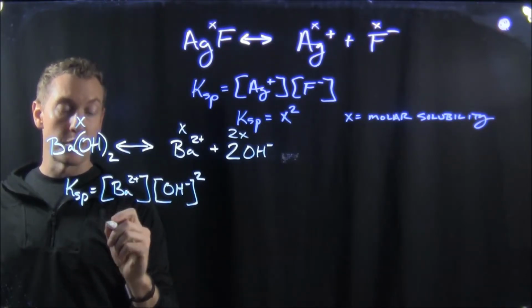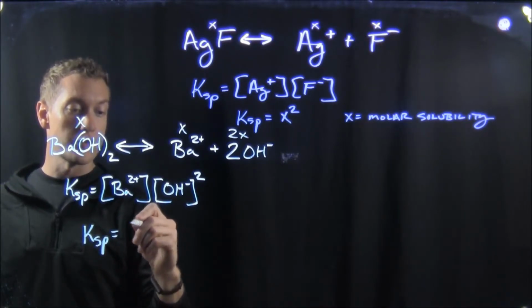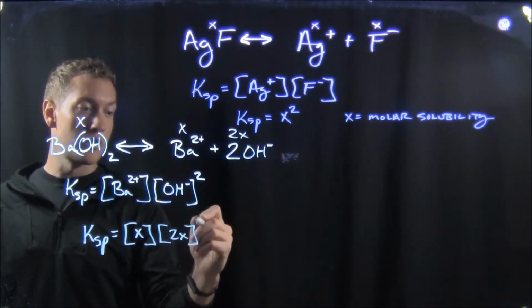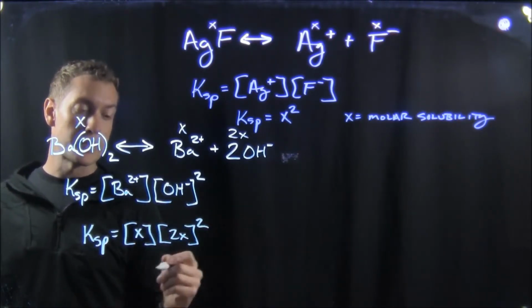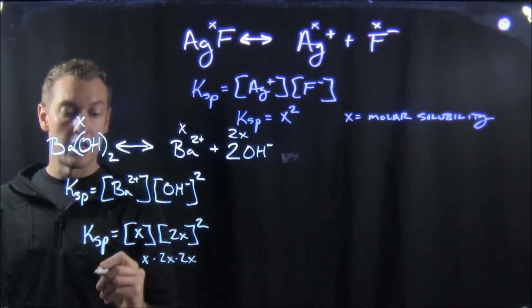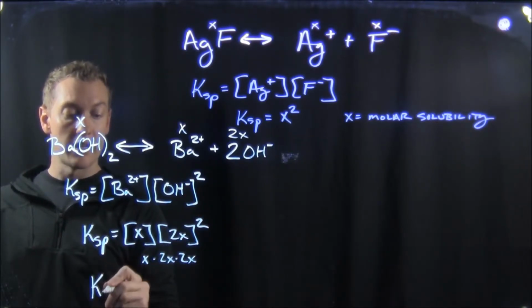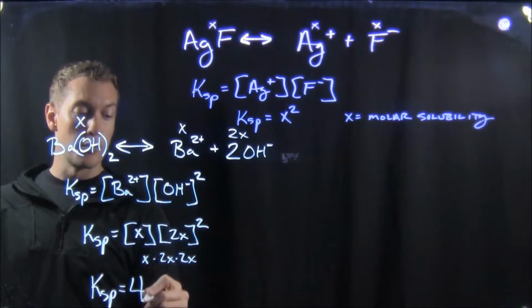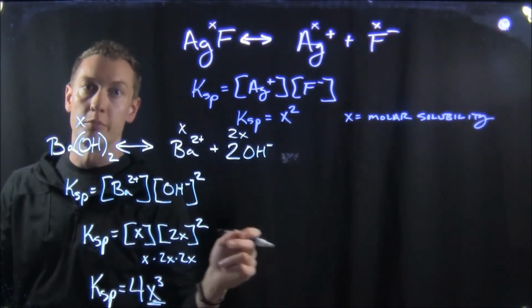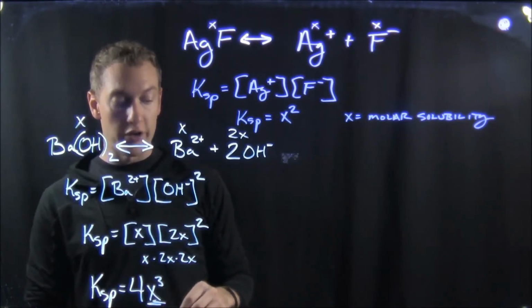So then our KSP expression there is going to end up being KSP equals X times 2x squared. And so if you expand all that out, that would be X times 2x times 2x. And so for something that dissociates into 3 ions, KSP is equal to 4x cubed, where X represents, again, the molar solubility. So it just continues kind of along that path.